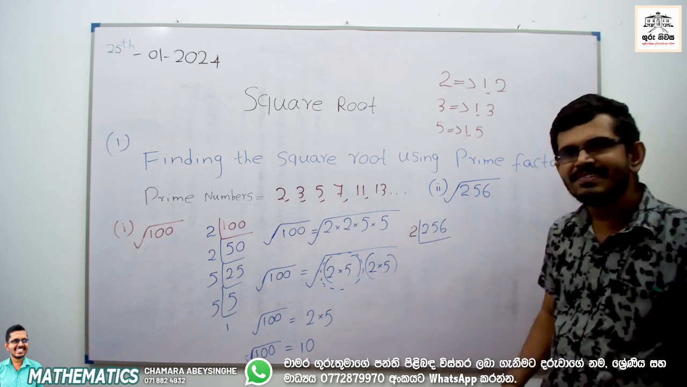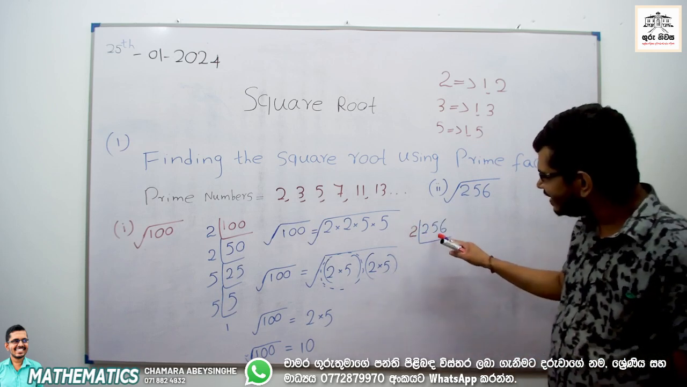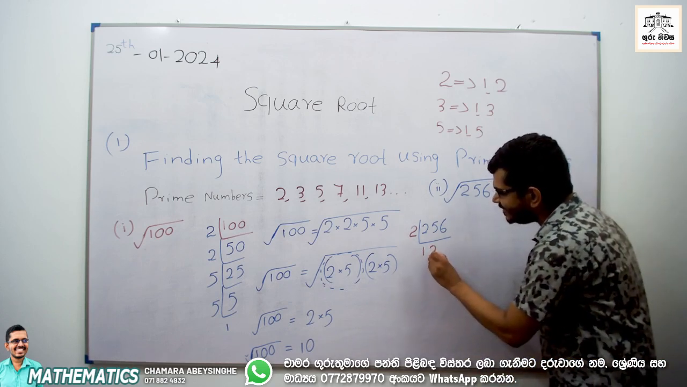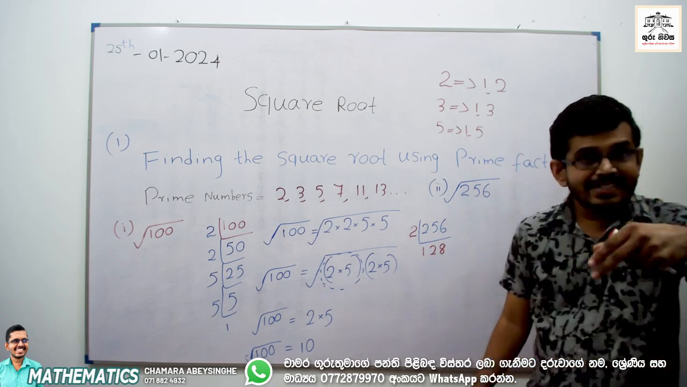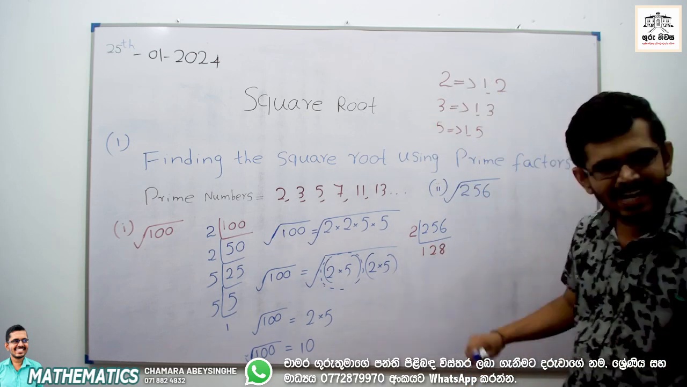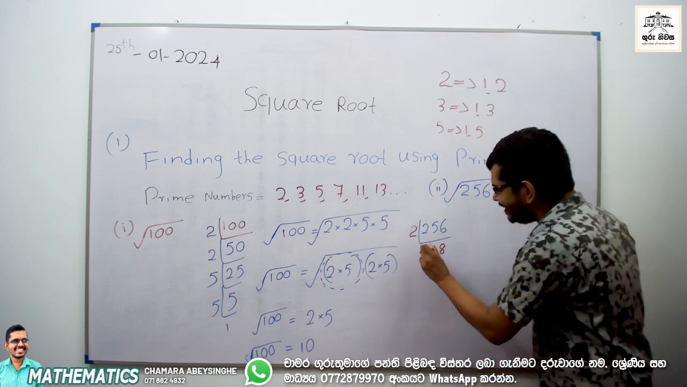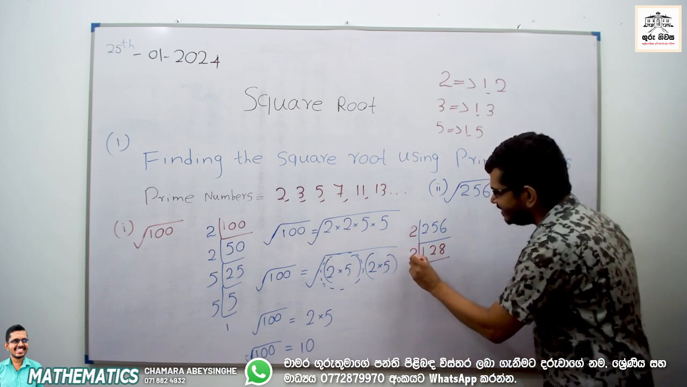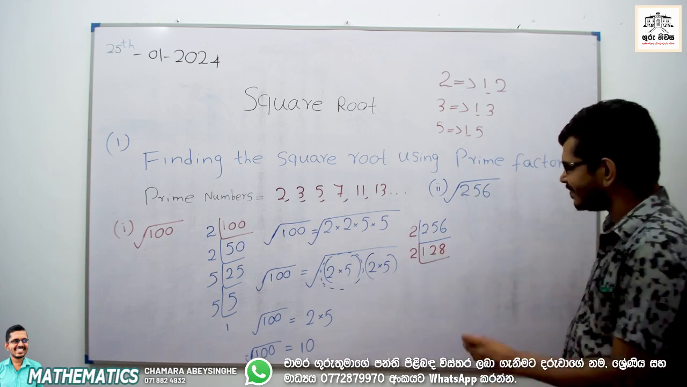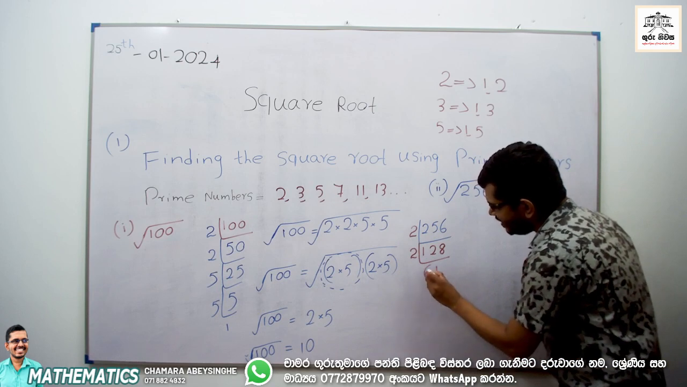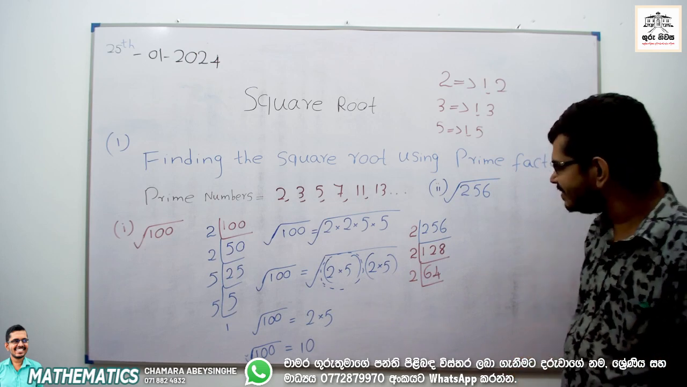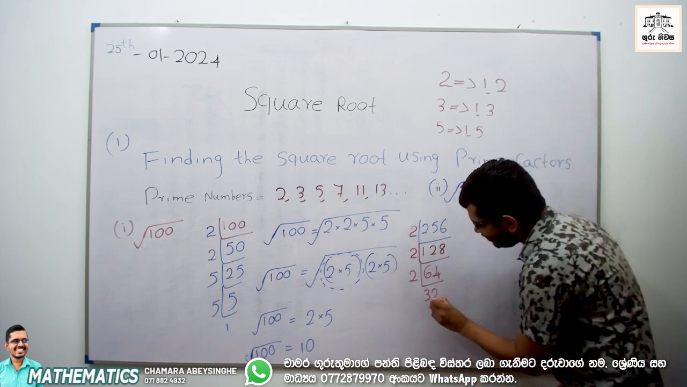256 divided by 2. What is the answer, student? 128. If you can't take it directly, divide in your normal way elsewhere and put the answer here. That's no problem. Then 128 divided by 2, 64. 64 divided by 2, 32.